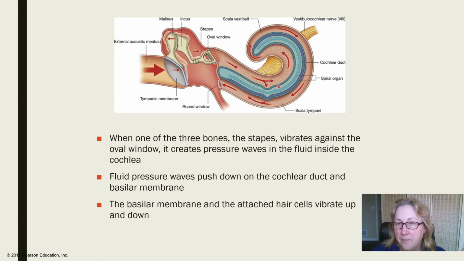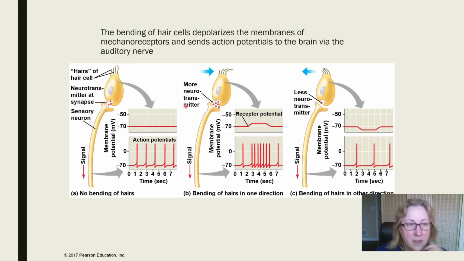And then wherever that is depressed, depending on the pitch, how high or low it is, that's going to indicate where along the basilar membrane we're going to get that pressure wave deflecting the basilar membrane. That's going to push those little cilia up against that stiff membrane, and that's going to create the signal. That's going to create an action potential.